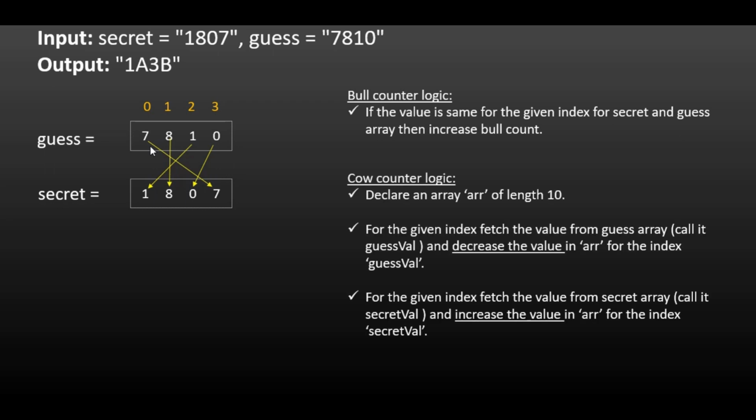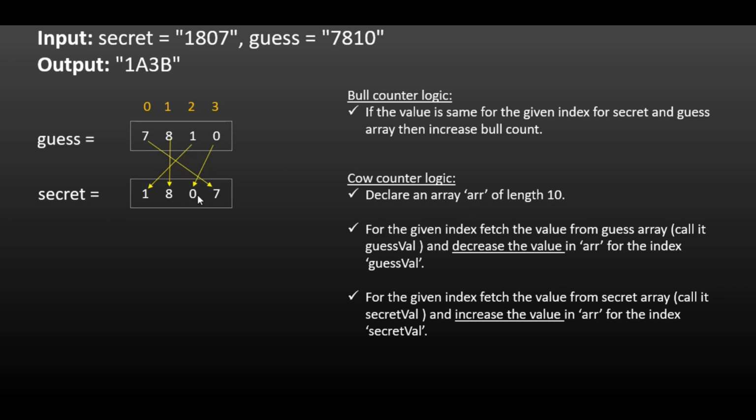For the cow counter, I will declare an array of length 10, and then for the given index fetch the value from the guess array. Let us say the index is 0, I will check the guess array value. If it is not matching, then I will decrease the value in the ARR for the index guess value. That means whatever value I get here, 7, for the 7th index in my ARR I will decrease the value. Similarly, when I go through the secret array, for the 0th index the value is 1. So for this 1 I will go into the ARR array for the 1st index and I will increment the value.